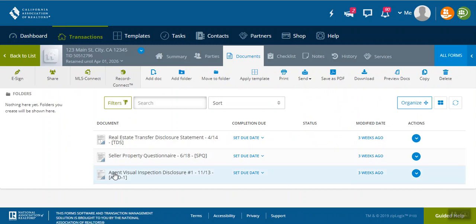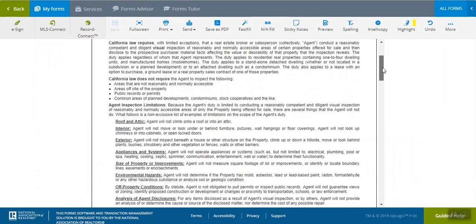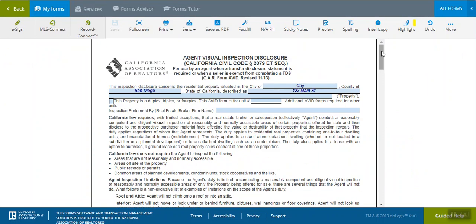Now let's take a look at the AVID. This is a 3-page form that is required to be completed by both the listing agent and the selling agent per the RPA and statute, because an agent owes a duty to a prospective purchaser of a residential property to conduct a diligent inspection, and owes the duty to disclose all information materially affecting the value or desirability of the property.